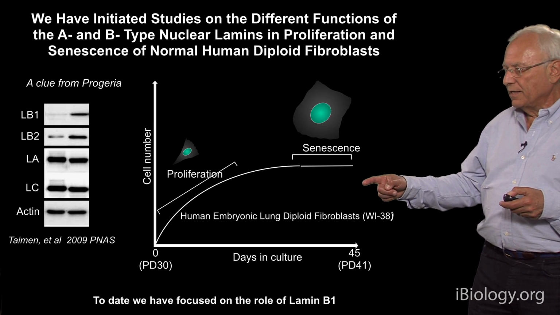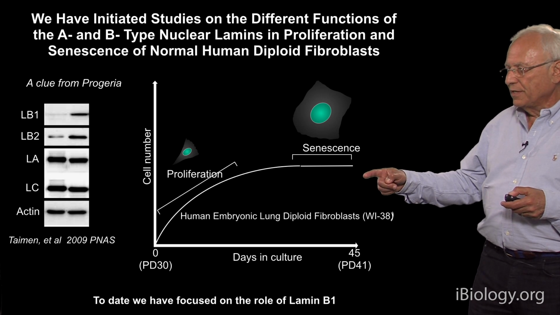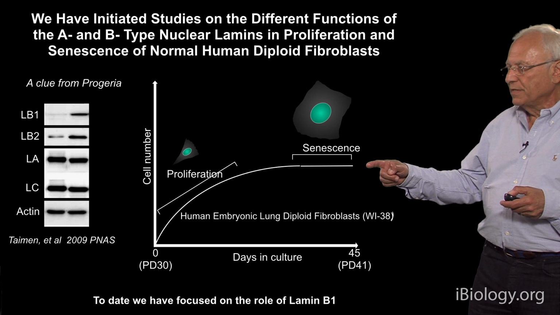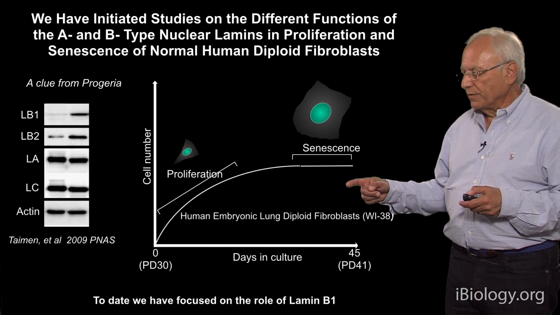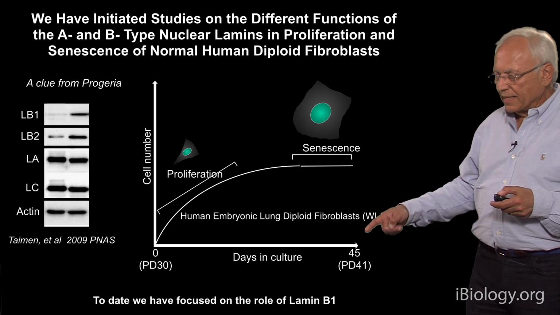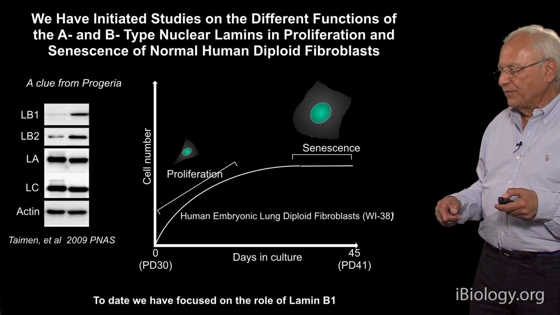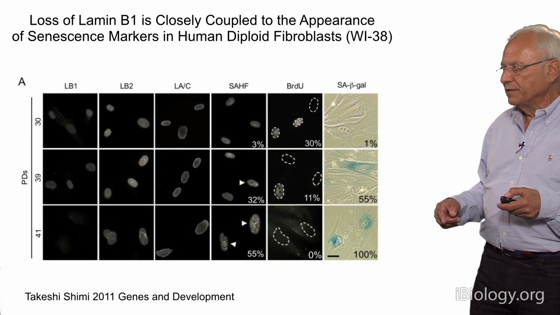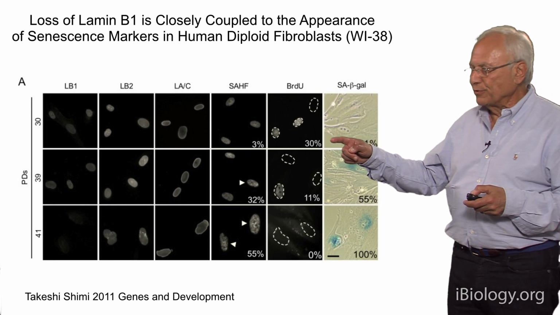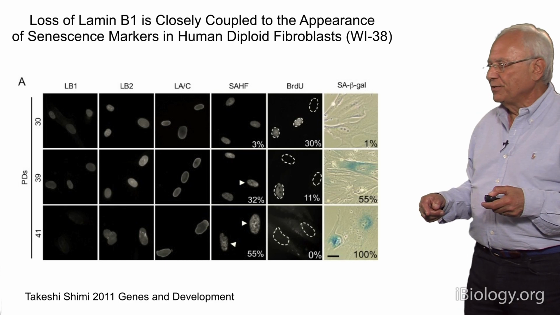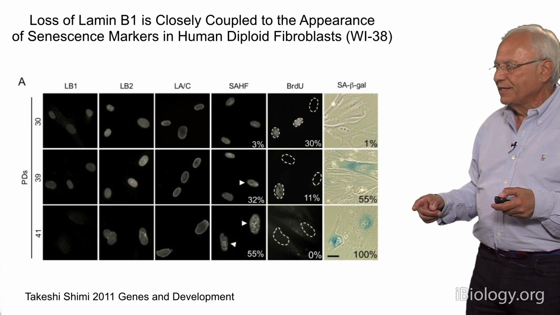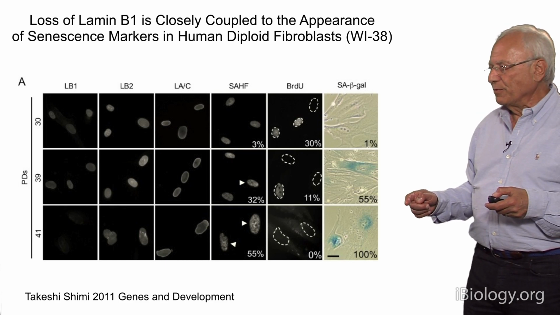And here you can see the result of just beginning to look at WI38 cells, which are a classical cell system for looking at the growth and senescence of normal human diploid fibroblasts. So as I mentioned, to date we've focused most of our attention on lamin B1 because of our results from progeria. And here you can see that the loss of lamin B1 is closely coupled to the appearance of senescent markers in human diploid fibroblasts.